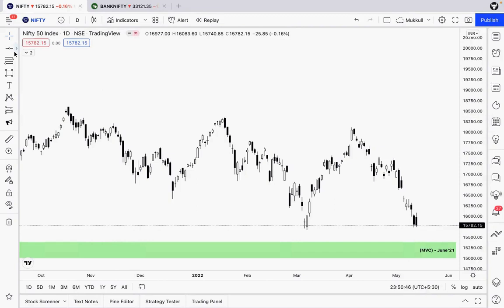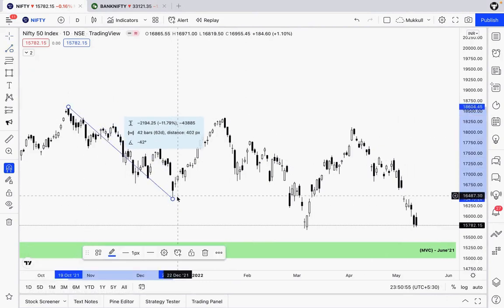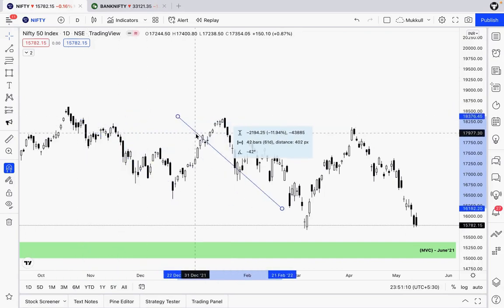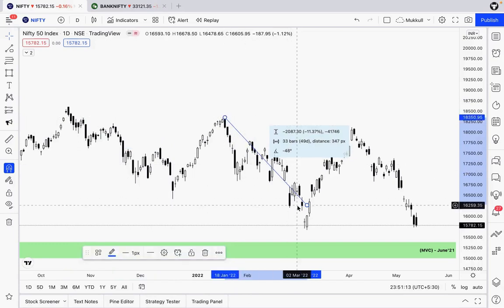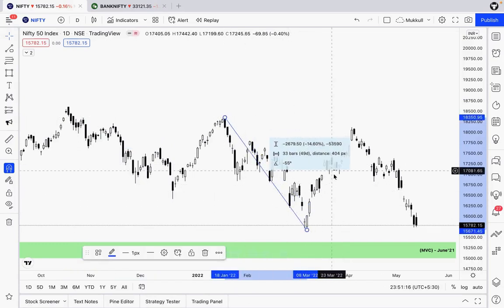Basically, first we will see this in a kind of pullback fashion because we have seen a drawdown. Have a look, we are having a continuous drawdown. We had a drawdown here of 42 bars, 62 days, almost 3 months of trading sessions. How much did we fall? Roughly 11.8%. Now from the top till here, this is a correction of 14.6%, which took around 49 days, again somewhere around 2.5 to 3 months of trading sessions.